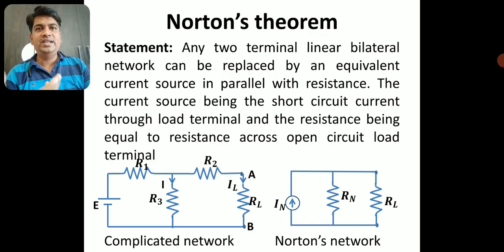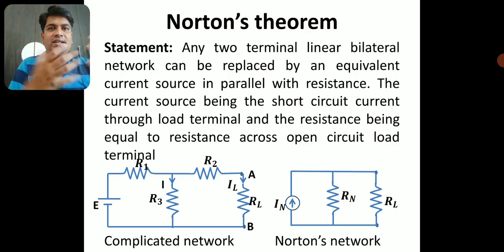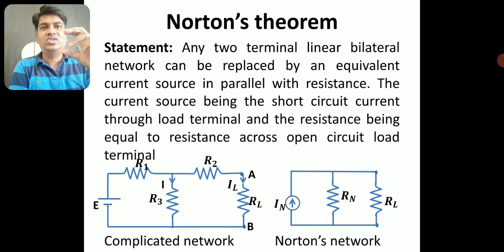So the left hand side is the complicated network, the right hand side is the simple network. Overall, Norton's theorem says that this complicated network is equivalent to this simple network, provided the current source is equal to the short circuit current across the terminals, and the resistance which I have connected in parallel is equal to the effective resistance across these two terminals A and B.